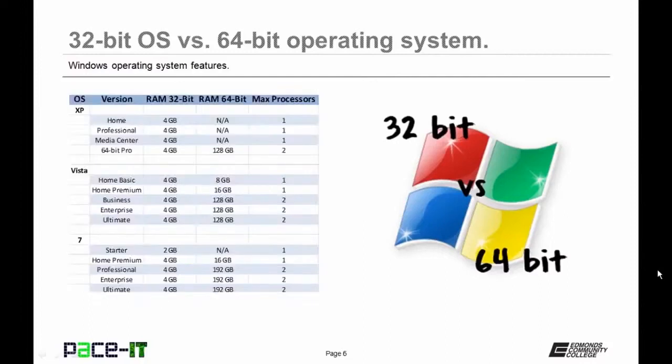Now here's a slide that shows how much RAM each version of Windows will address, and also how many processors. If you notice, Ultimate and the Pro versions are the ones that are best if you want a powerhouse system.